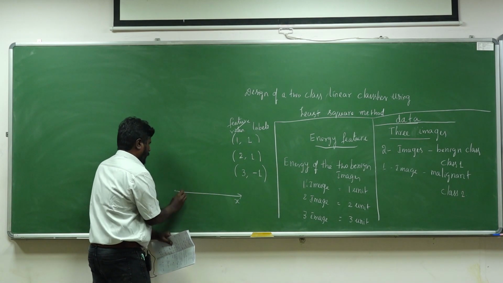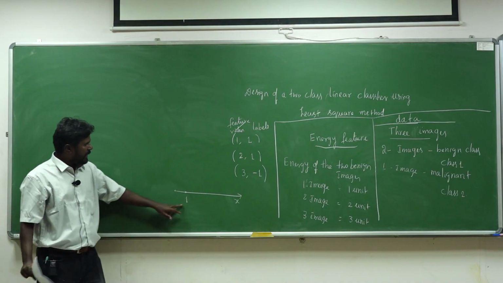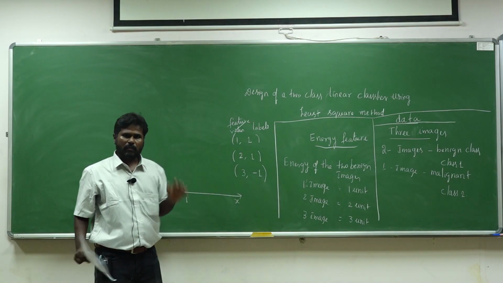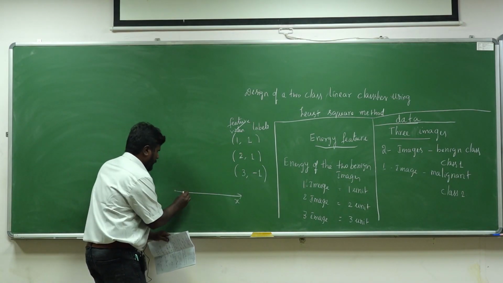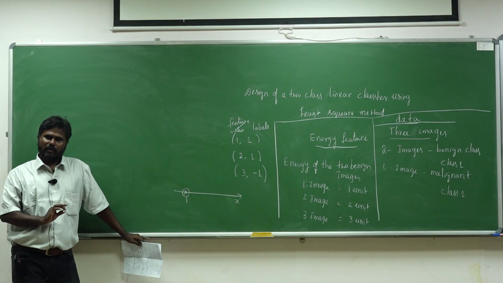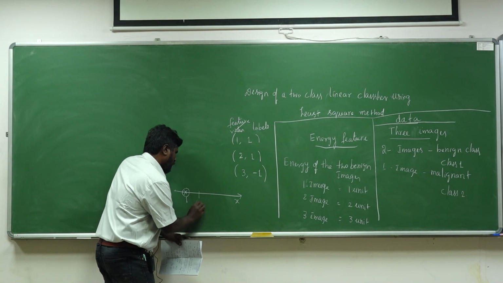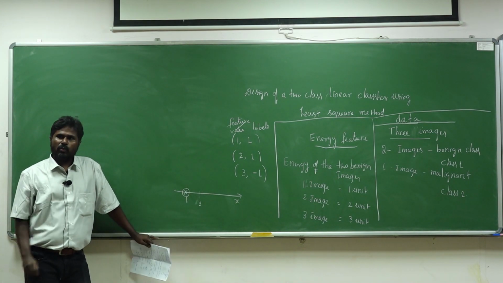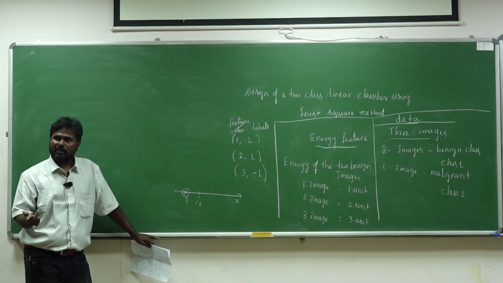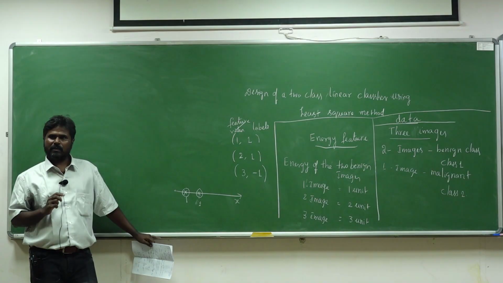Now, at x equal to 1, what do we have? When I say x equal to 1, this feature value belongs to class 1, let's say class 1 is represented like this. Now x equal to 2, this feature value belongs to which class? Class 1. Let's say class 1 is represented like this.